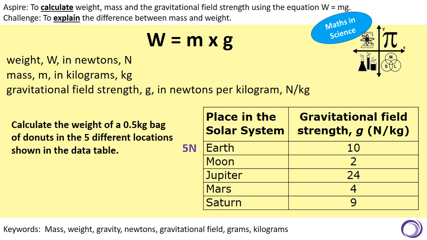So on the Earth, 5 newtons, 0.5 times 10 is 5. Moon, 1 newton, 0.5 times 2 is 1. 12 newtons for Jupiter, 2 newtons for Mars, 4.5 newtons for Saturn. Mark out of 10 again. Make sure you've got the units, otherwise you've just dropped 5 marks. Force is measured in newtons and weight is a force.